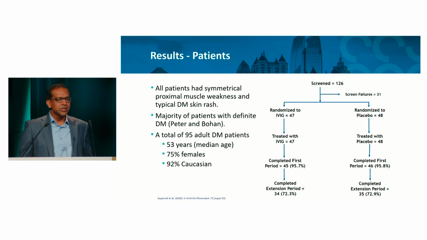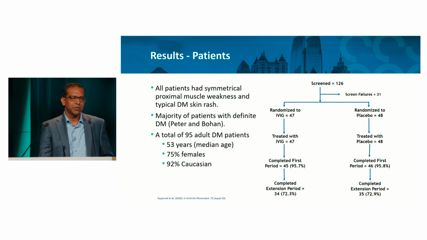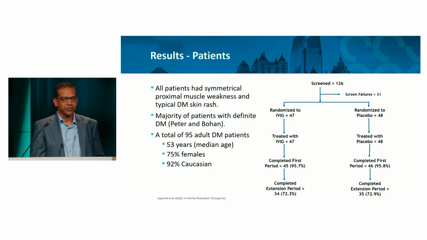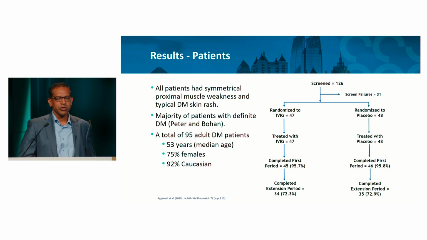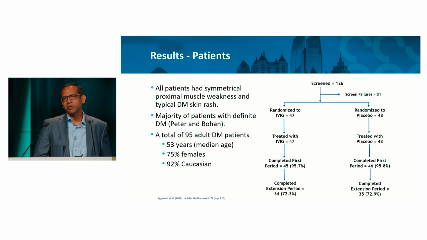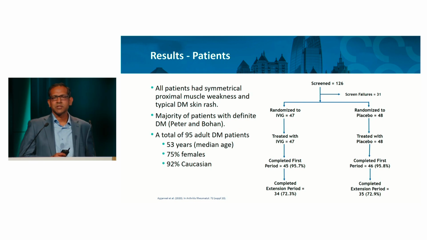Okay, so the results. All patients had symmetric proximal muscle weakness and typical skin rashes. Most of the patients met definite Bohan and Peter classification criteria. We enrolled 95 patients with a median age of 53 years, 75% female and 92% Caucasian. We screened 126 patients and randomized and treated 47 to IVIG and 48 to placebo. 95% of patients completed the first phase of the study, which was the randomized controlled trial, and subsequently the extension phase was completed by another 72% of patients.